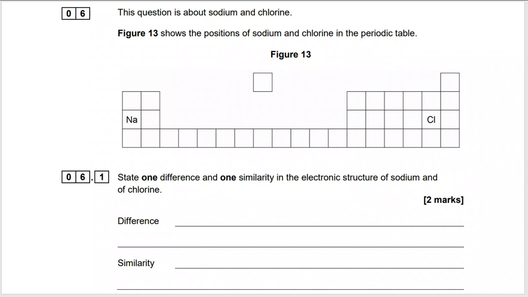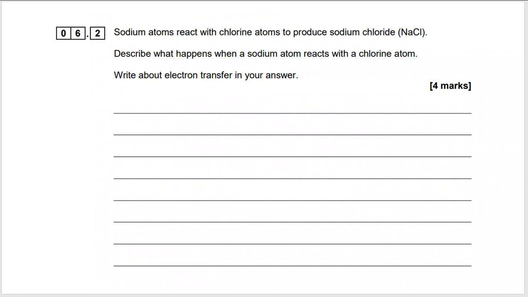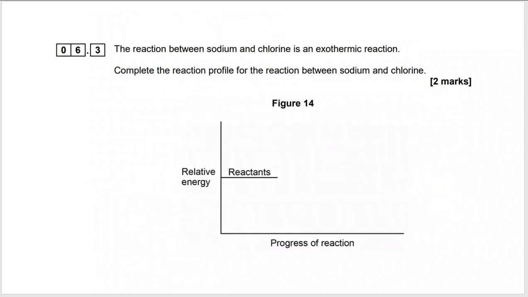This is question 6 on the AQA GCSE Trilogy Chemistry paper. It's the foundation paper 1 from 2018. The opportunity is there for you to pause as you go and try the question first before we review. So here is 6.1, 6.2 and 6.3, a total of 8 marks available.